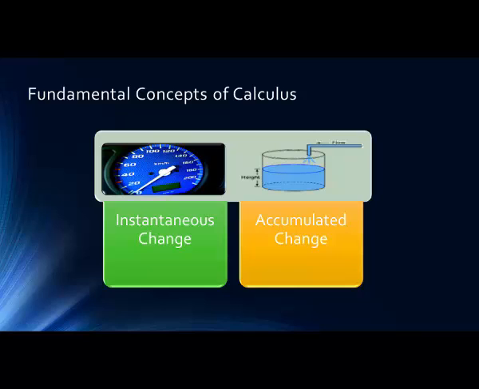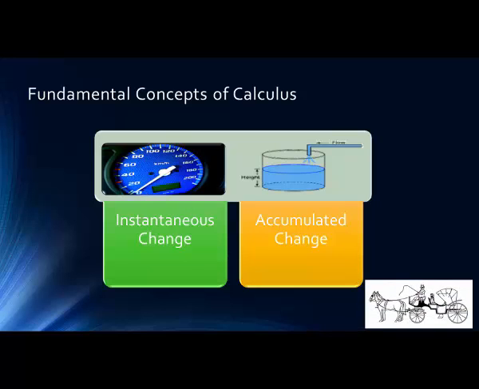For example, if we are driving our car and we want to know how fast we're going, which is a rate of change, miles per hour, it's the change in distance over time. We simply look down at the speedometer and we can tell what our instant rate of change is.